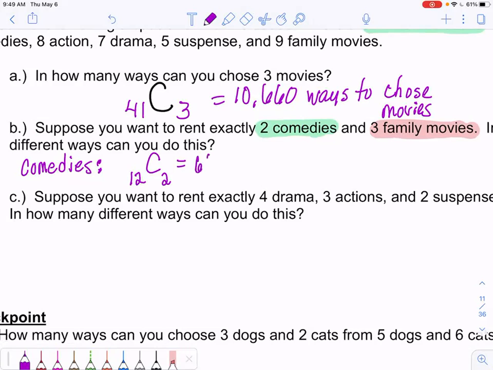Perfect, 66. All right, so that number represents our comedies. We'll remember this number. The next type of movie is the family movie. Well, we're also going to see how many ways we could pick a family movie.